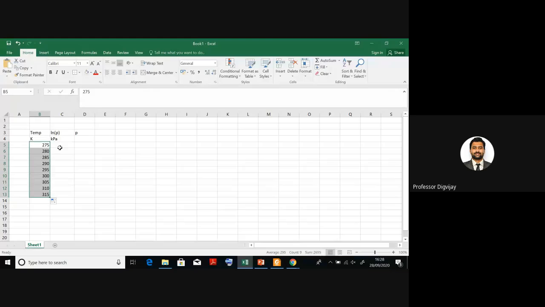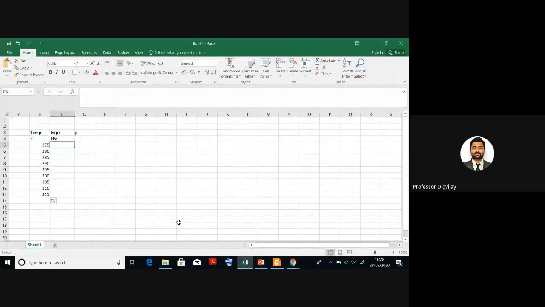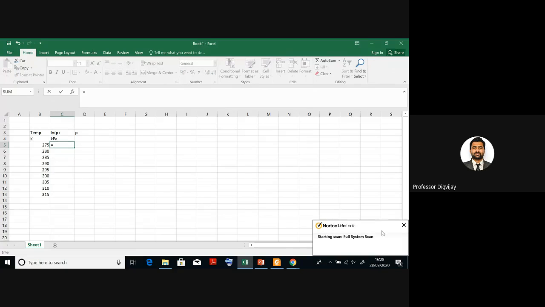Okay. Then here you have to write that equation, whatever is given in that PPT. It says C1 divided by T. C1 here is minus 5.8 e to the power plus 3. I will put these values in that cell. So here you have to first put the equal sign. I'm putting an equal sign and you can see that the equation will be typed at the top, in that blank space.